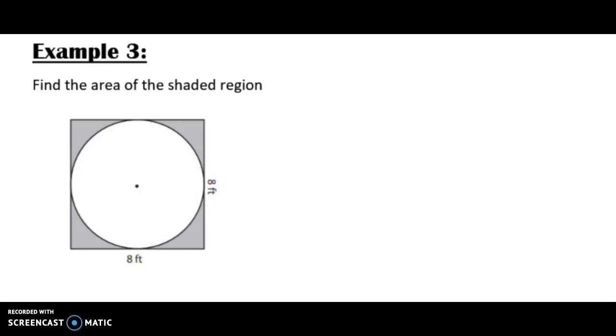All right, for example 3, instead of having a bunch of shapes pushed together and all shaded in, what we have is one shaded shape with another shape inside of it that's not shaded. So to find just the shaded area, what we have to do is do the square minus that circle that is inside of it so that we can find just the area that is shaded.